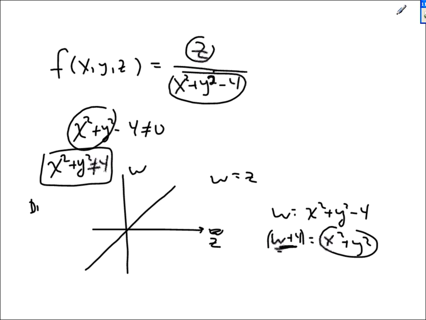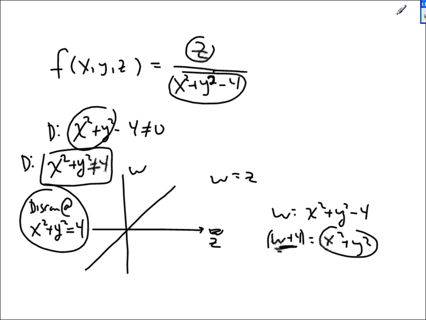So it is discontinuous at points that satisfy x squared plus y squared equals 4. We can't allow that. It will be discontinuous there. The function's not defined. You have to look at the domain. D for domain. The function is not even defined for x squared plus y squared equals 4. This is going to be discontinuous for all those points.